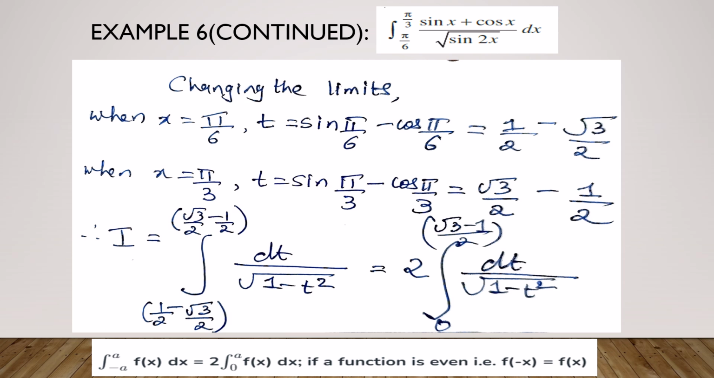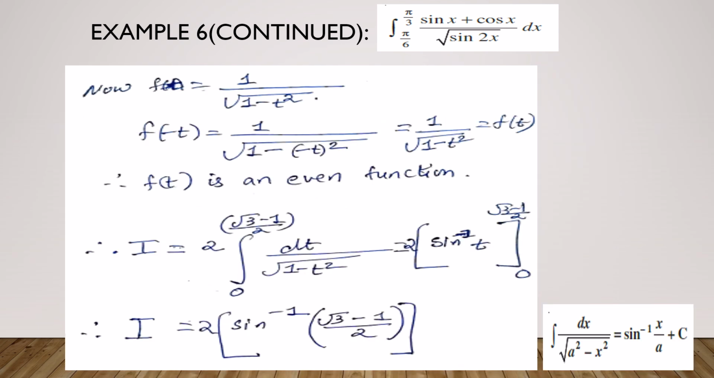The numerator is dt upon root of 1 minus t square. Correct? Now, remember it is of the form minus a to plus a, and over here this can be written as 2 into 0 to a using this property. So this we can write as 2 into integral 0 to (root 3 minus 1) by 2. Why? Because (1 minus root 3) by 2 is minus of (root 3 minus 1) by 2. Okay. So we can write it as 2 times integral 0 to (root 3 minus 1) by 2 of dt upon root of 1 minus t square.